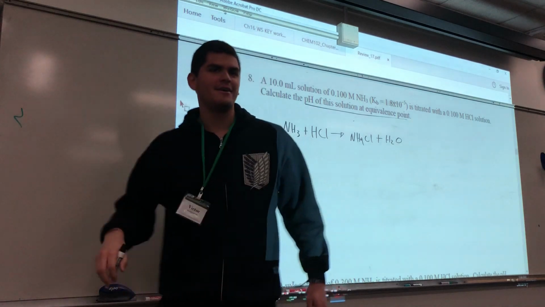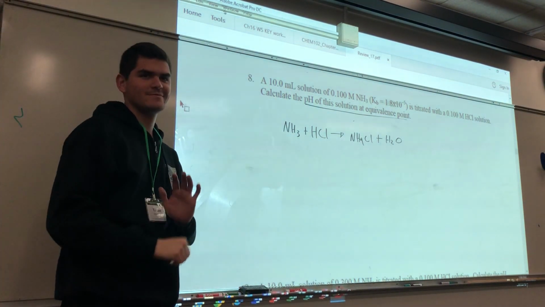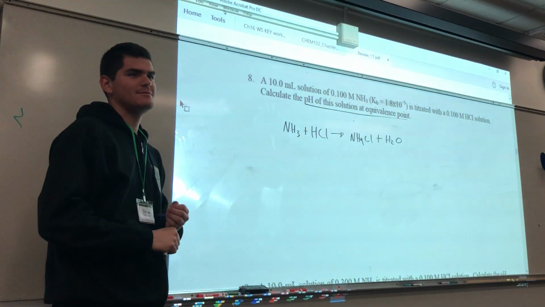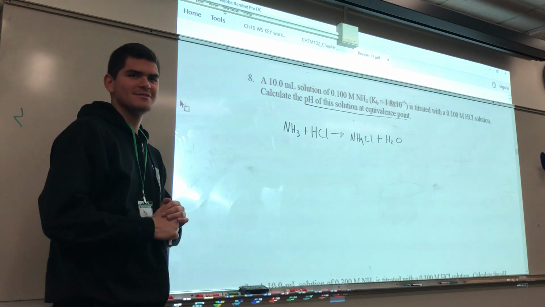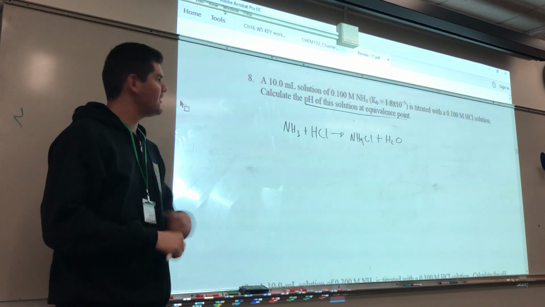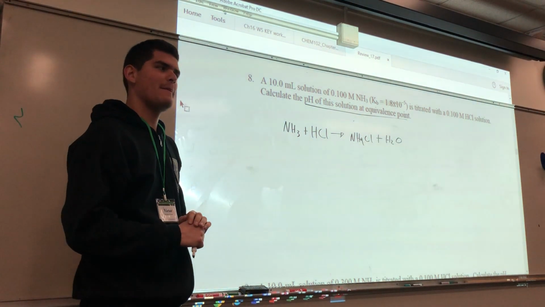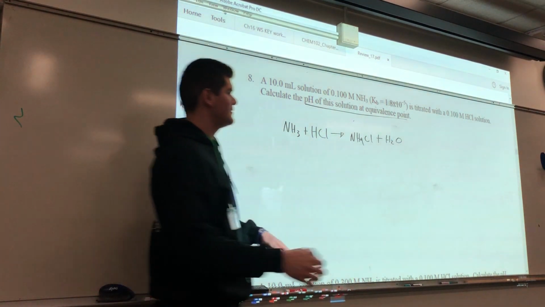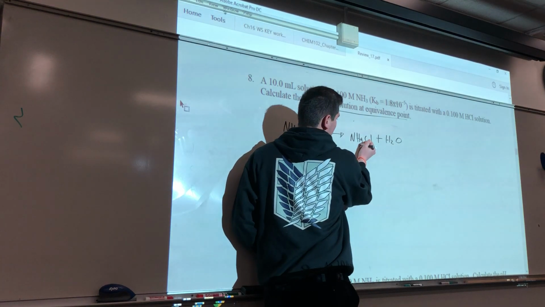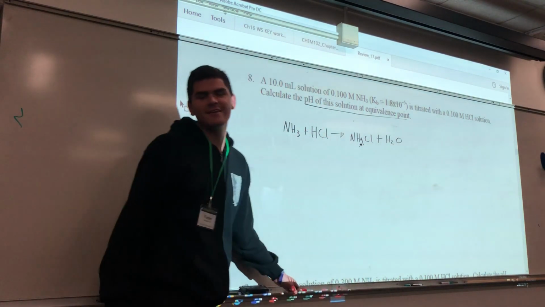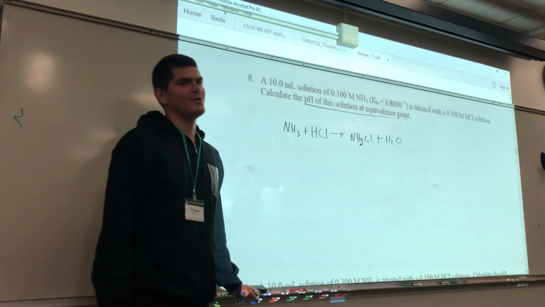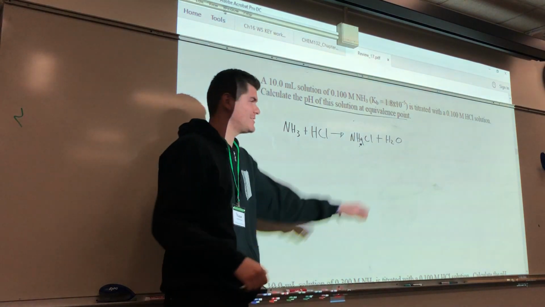Do you guys see anything interesting before we start the problem? We have a buffer system. Anything else? Just the equation. We get a weak base and a conjugate acid salt, right? So what does this salt form in solution?